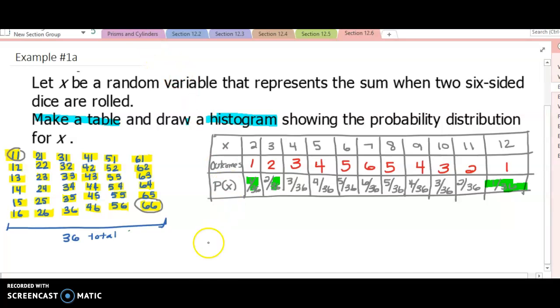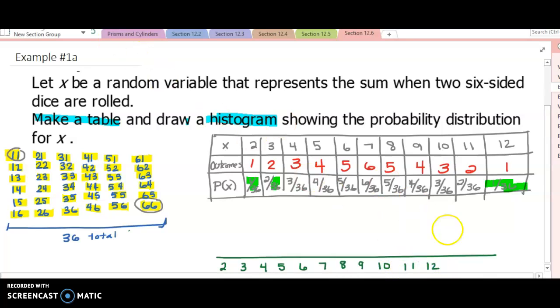Okay, and we've done these before. So a histogram, here's the start of it. So my possibilities are 2 through 12. So 2, 3, 4, 5, 6, 7, 8, 9, 10, 11, and 12. I made that a little longer than I needed to. All right, so my probability of rolling 2 dice that sum to 2 is just 1 out of 36, which is the same probability as rolling a 12.